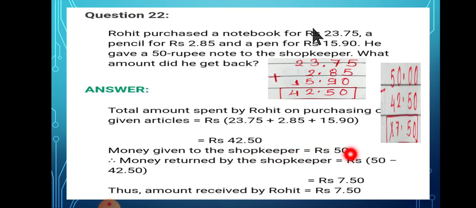How many rupees did Rohit give to the shopkeeper? 50 rupees. And our total items amount is 42 rupees 50 paise. So how much money will the shopkeeper return? Subtract 42 rupees 50 paise from 50. Again we will convert to like decimal form, after the decimal 2 digits, that's why we will insert 2 zeros. 0 minus 0 is 0. 10 minus 5 is 5. 9 minus 2 is 7 and 4 minus 4 is nothing. So how much money did the shopkeeper return to Rohit?